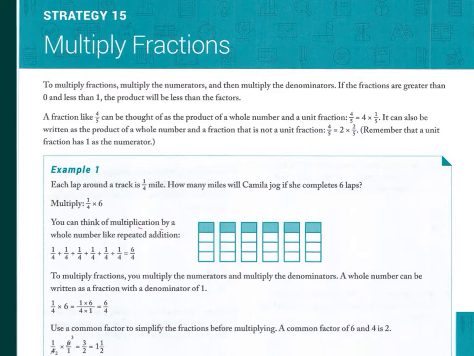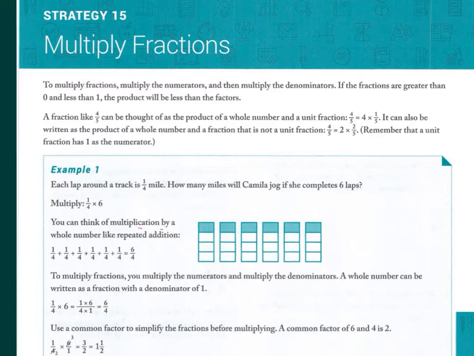To multiply fractions, you multiply the numerator and then you multiply the denominator. If the fractions are greater than 0 and less than 1, the product will be less than the factors. A fraction like 4 over 5 can be thought of as a product of a whole number and a unit fraction: 4 over 5 equals 4 times 1/5. It can also be written as a product of a whole number and a fraction that is not a unit fraction: 4 over 5 equals 2 times 2/5. Remember that a unit fraction has 1 as the numerator.